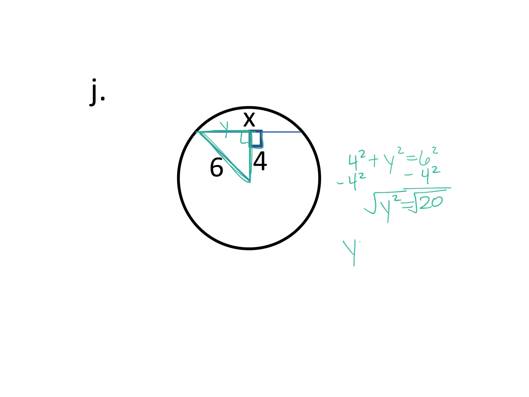So that would be y is approximately 4.5. If we round to the nearest tenth, it's 4.4721. We'll just call it 4.5. So if y is 4.5, then we need to double that to make it the length of x. So 4.5 times 2 would be 9.0.